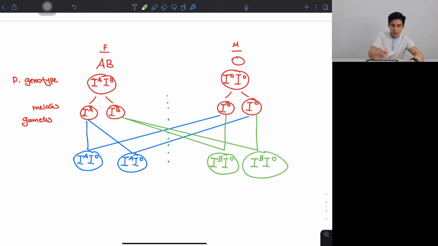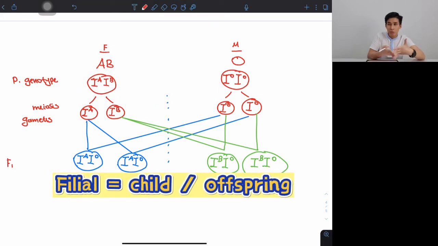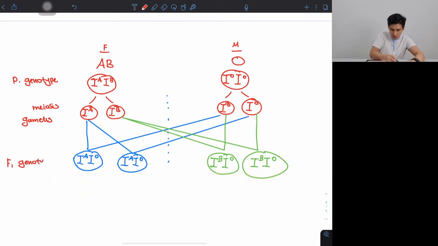So here you're going to write F1, which stands for filial. Filial means your child, genotype. And here you write F1 phenotype. Phenotype is the characteristics shown. So AO is blood group A, because A is dominant, so you can follow the dominant one. And blood group B for the other one.